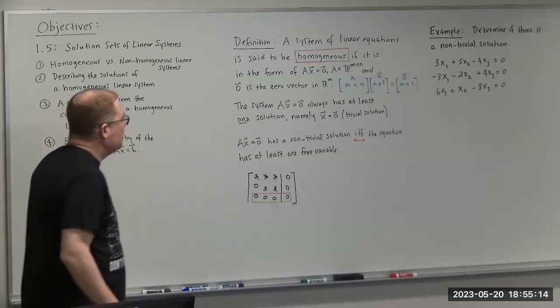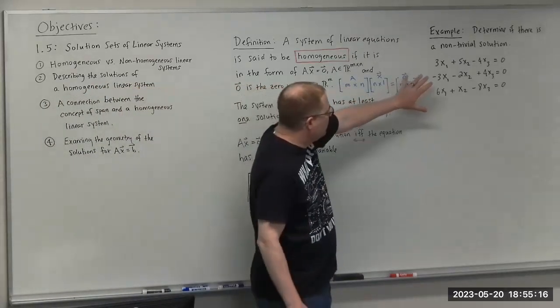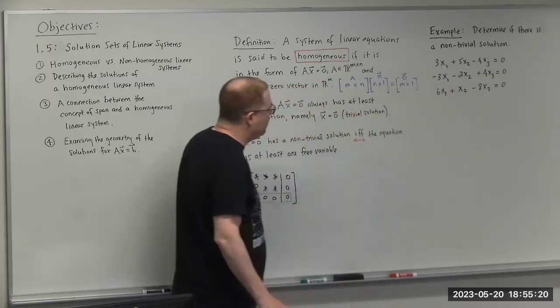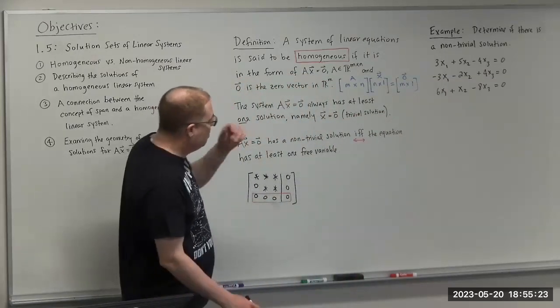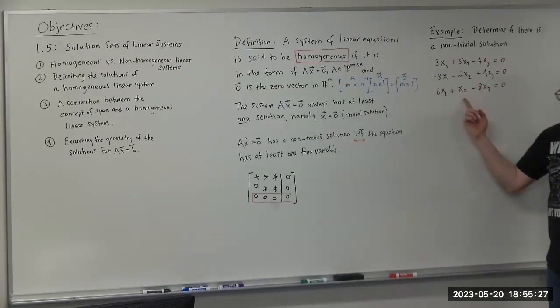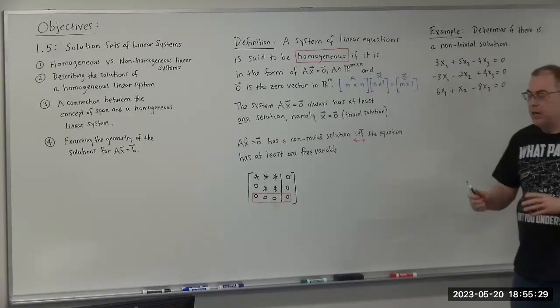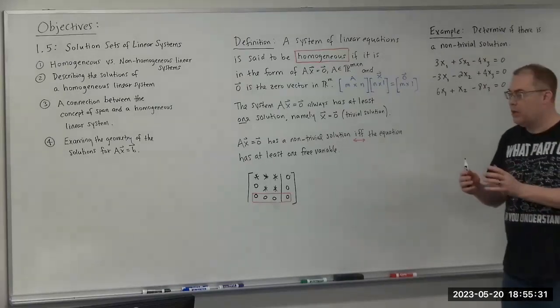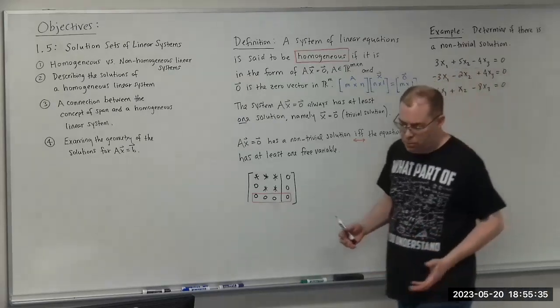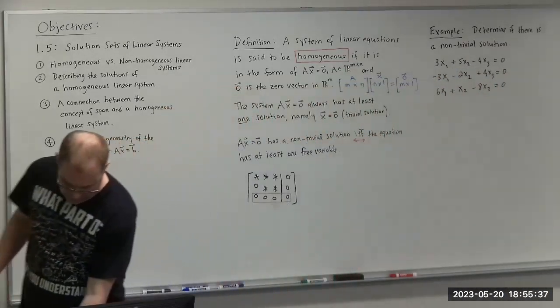To answer this question, to determine if there's a non-trivial solution, we need to write the matrix form of this, put that into echelon form, and then see if we get a free variable or not. So let's do that.